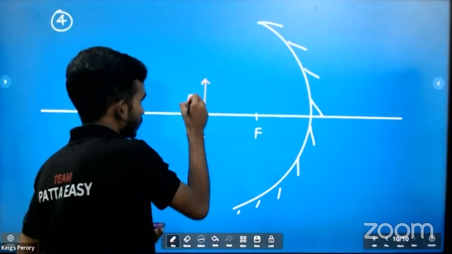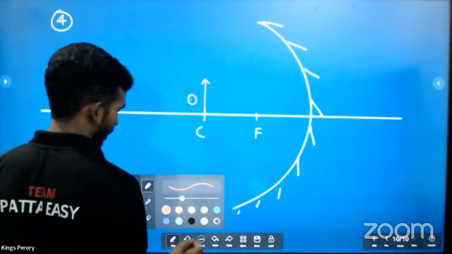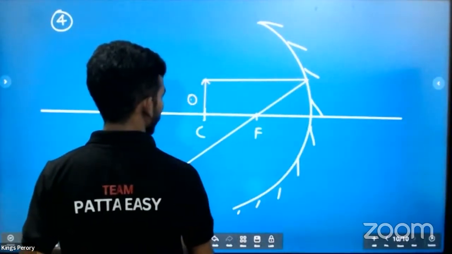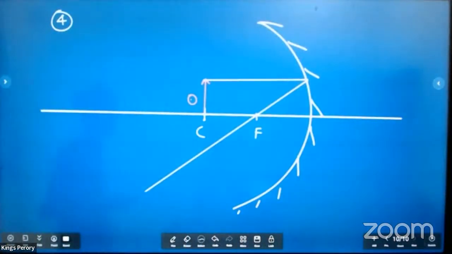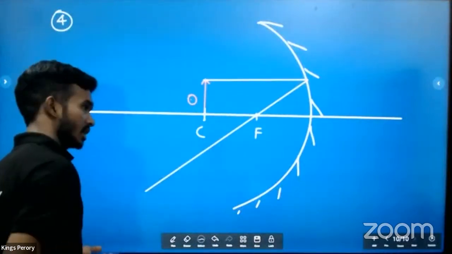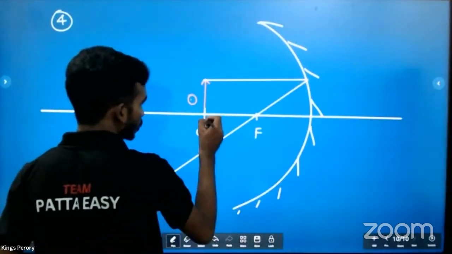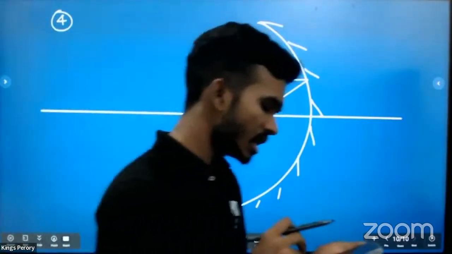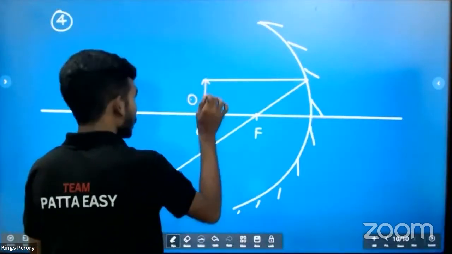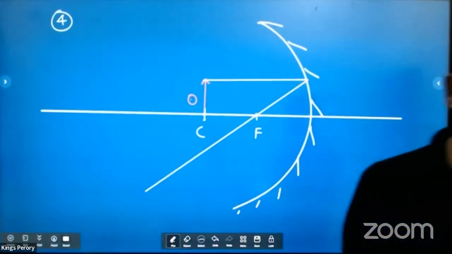First light ray, no problem. The first light ray is parallel to the principal axis, that has no issue. It will reflect and go through focal point. What about the second light ray? Second light ray, we usually send it through center of curvature and touching the head. Tell me, in this one, can you send a light ray through center of curvature but touching the head?